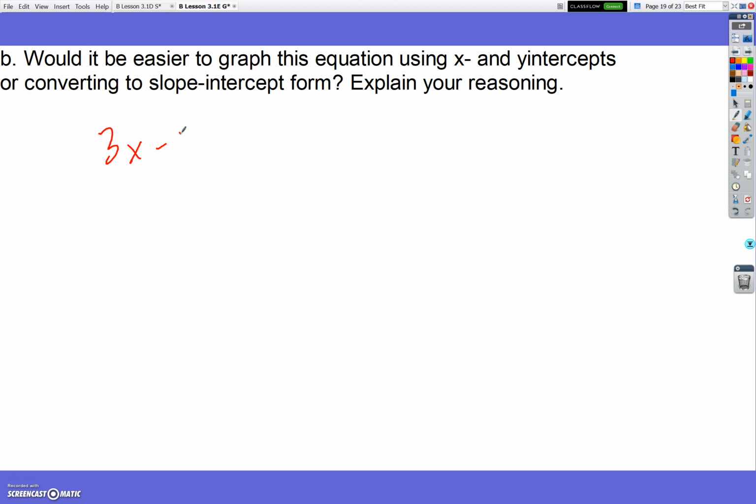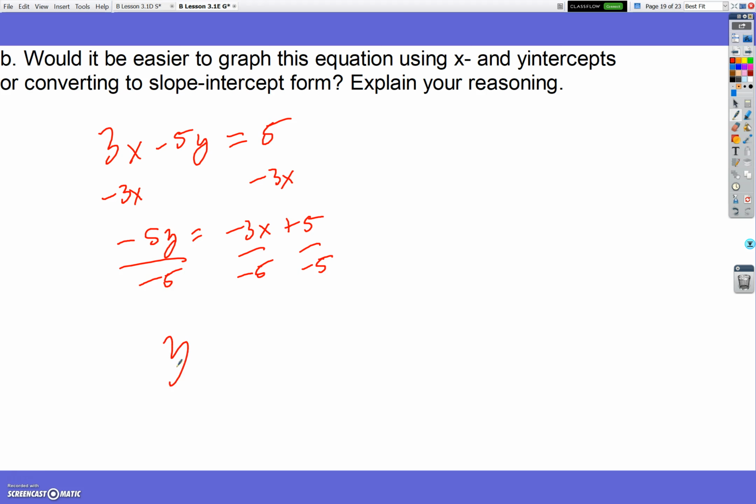So if you had 3x minus 5y is equal to positive 5, to convert it into slope-intercept form, we would minus 3x on both sides to get negative 5y is equal to negative 3x plus 5. Once I divided each and every term by negative 5, I would get y is equal to positive 3 over 5x minus 1. Now it says, would it be easier to graph?